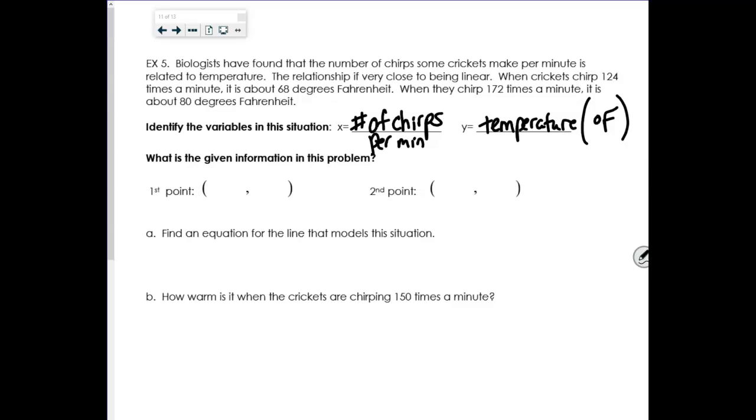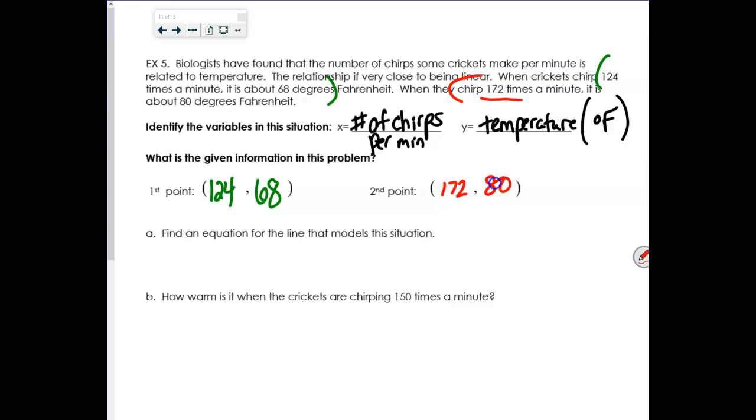All right, here we go. Do you see two ordered pairs? There's one right here. 124 chirps. How warm is it? 68. All right, so 124 chirps means it's 68 degrees outside. And I think there's another ordered pair that starts right here. 172 chirps is 80 degrees Fahrenheit.